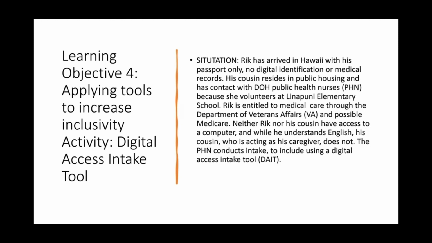Situation: Rick has arrived in Hawaii with his passport only, no digital identification or medical records. His cousin resides in public housing and has contacts with Department of Health public health nurses. Rick is entitled to medical care through the Department of Veterans Affairs, the VA, and possibly Medicare. Neither Rick nor his cousin have access to a computer. He does understand and write English. His cousin, who is acting as his caregiver, does not.